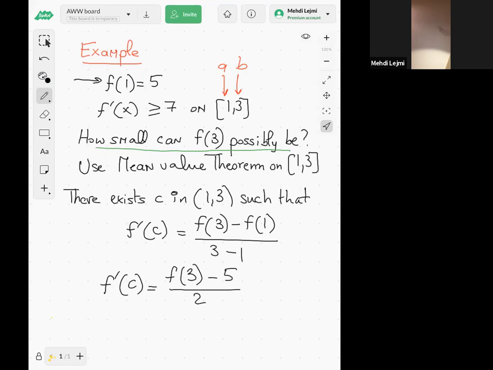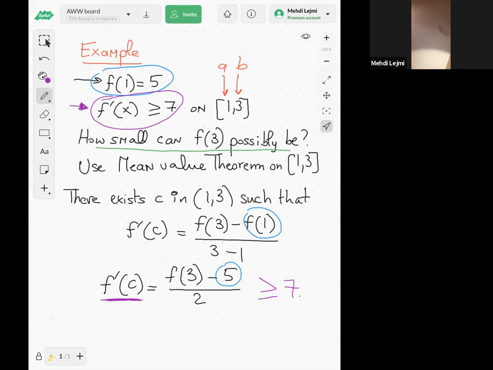Now, I used my first hypothesis. I used the fact that f of 1 is 5 right here. Now, I want to use the second hypothesis. The second hypothesis is that the derivative is always larger or equal to 7. So this is f prime of c, the derivative of my f at c. This is always larger or equal to 7, right? My f prime of c is larger or equal to 7, because I know that my derivative is always larger or equal to 7 on this interval 1, 3.